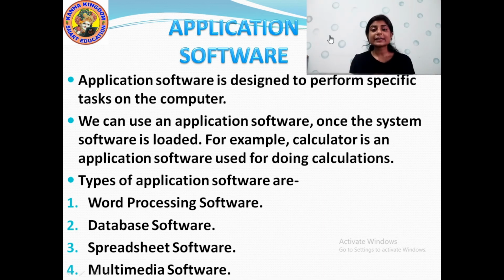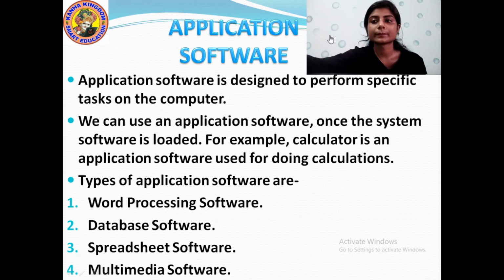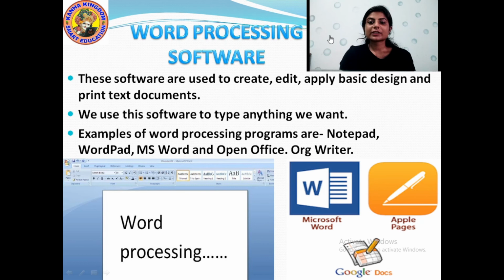And there are different types of application software. Number 1 is word processing software. Number 2, database software. Number 3, spreadsheet software. And number 4, multimedia software. What are the different types of application software? Those are word processing software, database software, spreadsheet software and multimedia software. Okay? So now students, let us read about word processing software.